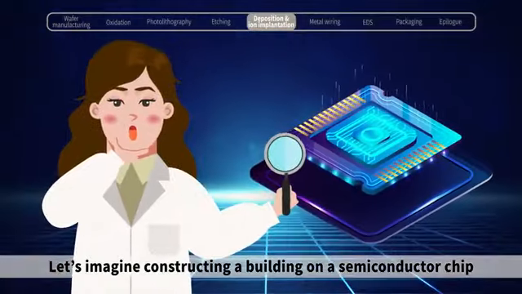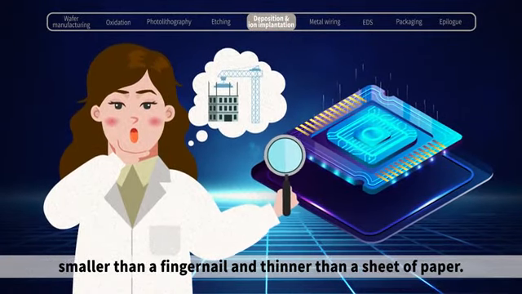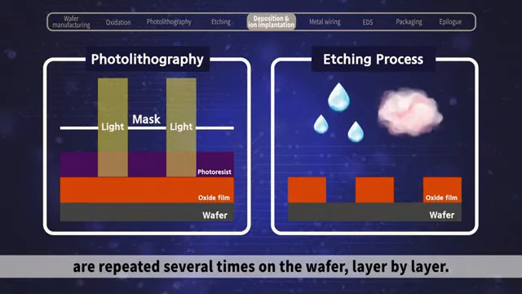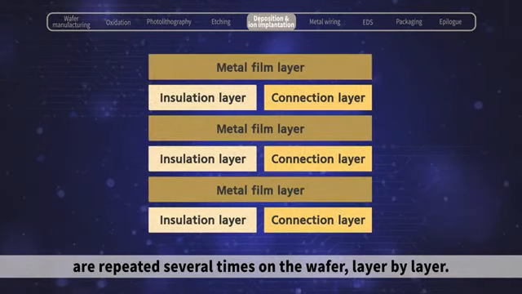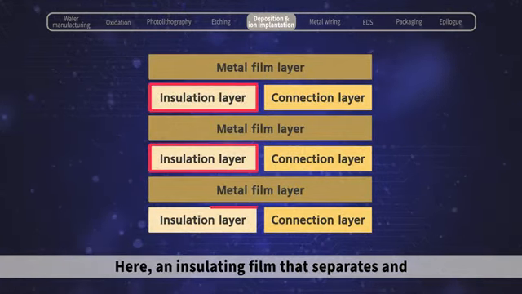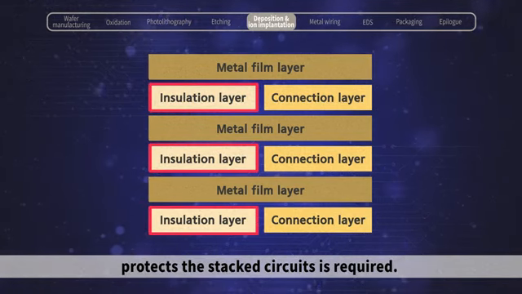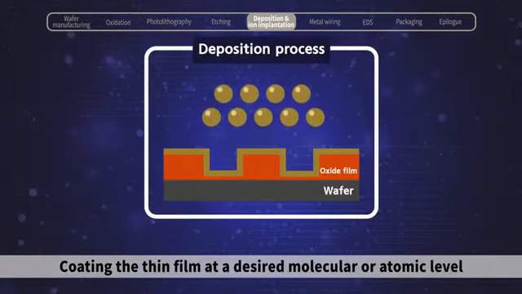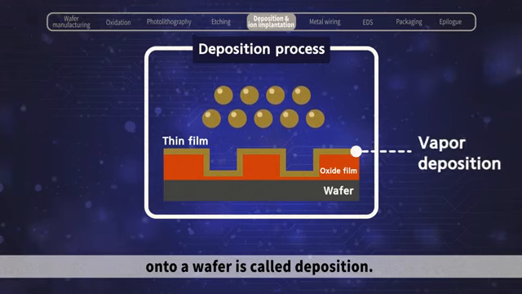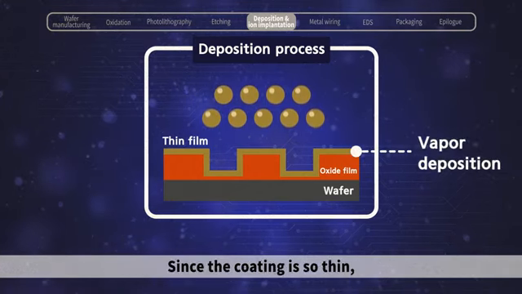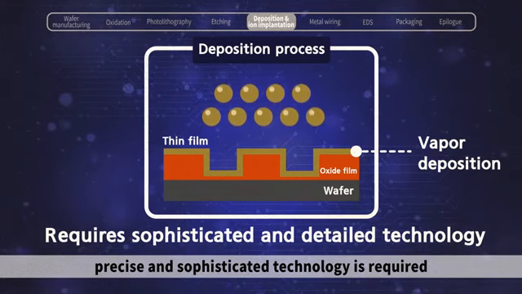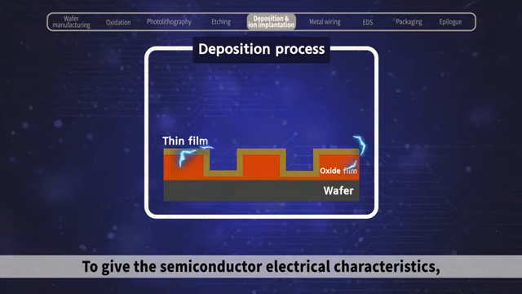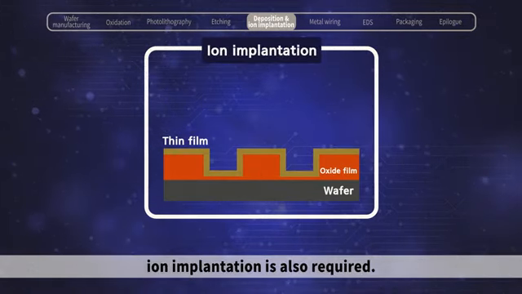Let's imagine constructing a building on a semiconductor chip smaller than a fingernail and thinner than a sheet of paper. The photolithography process and the etching process are repeated several times on the wafer, layer by layer. Here, an insulating film that separates and protects the stacked circuits is required. It is called a thin film. Coating the thin film at a desired molecular or atomic level onto a wafer is called deposition. Since the coating is so thin, precise and sophisticated technology is required to uniformly apply the thin film on a wafer. To give the semiconductor electrical characteristics, ion implementation is also required.